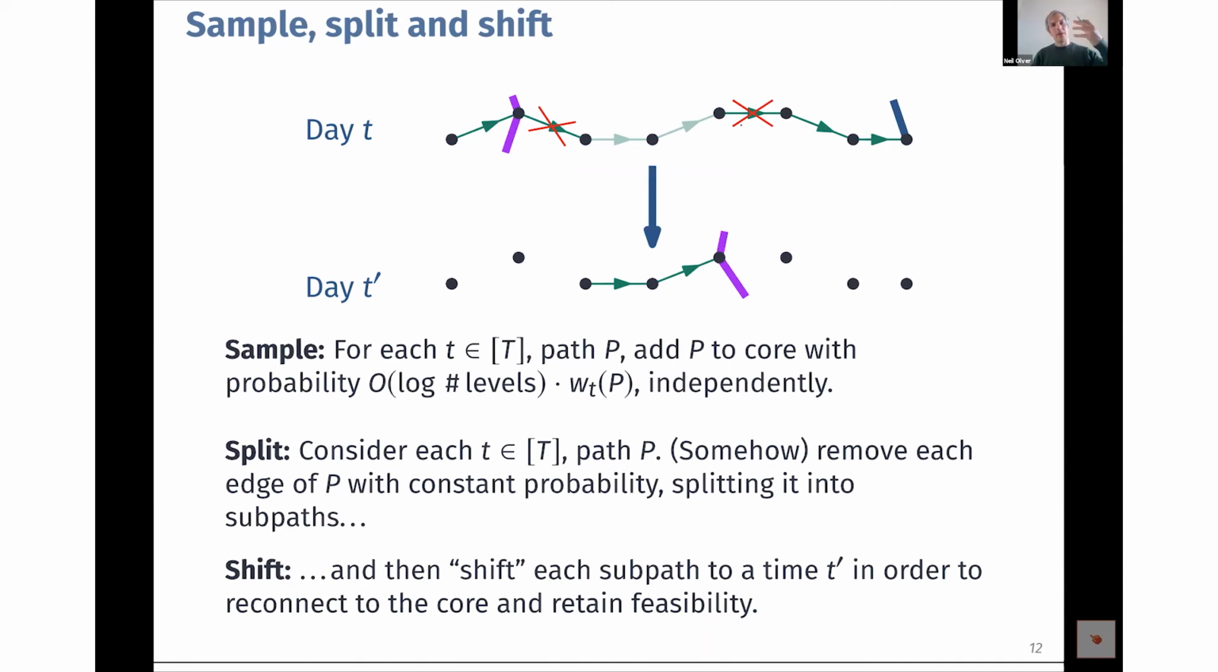So we want to sample, then we want to find a way of splitting my path into pieces and then shifting each of these subpaths into a new day such that we're again feasible. If we can do this, then we succeed.